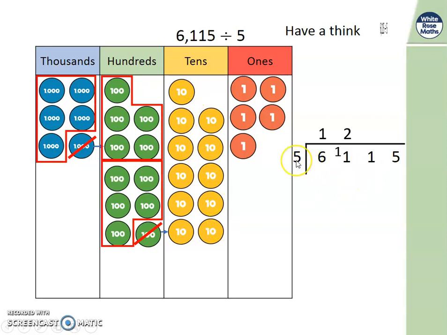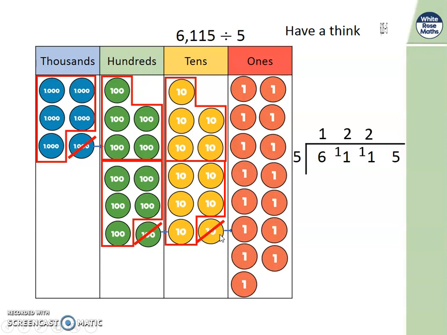Well, let's think. How many groups of 5 can I make? I can make 1 group, 2 groups, and I have 1 left over. So I record the 2 groups here, and I record the 1 that is left over here. But in here, I exchange that for 10 ones. So I add them to the 5 ones that were already there, and I now have 15 ones. 15 grouped into 5s.